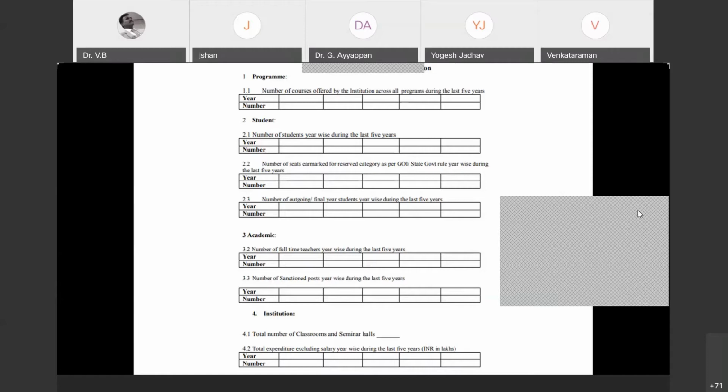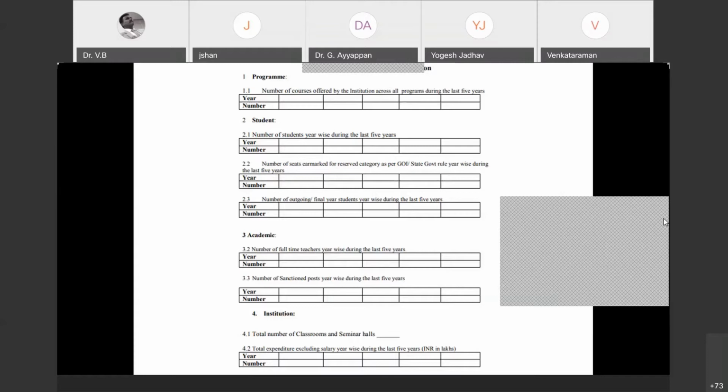And 2.3 says number of outgoing final year students during the last 5 years. Here one doubt they are raising is whether it is the total students or passed out students. As it very clearly says, final year students. So if I am entering the data for 2019-20, if it is an MBA course, only the number of students in the second year should be entered. And when I enter 18-19 in the year column, during that academic year, only the number of students in the final year, that is the second year of the MBA program, should be entered.